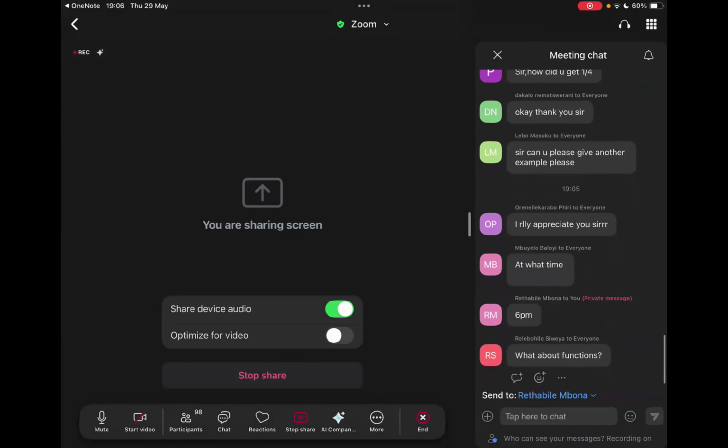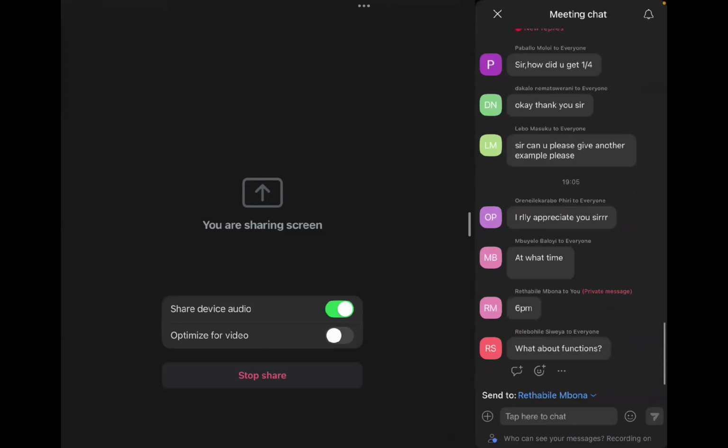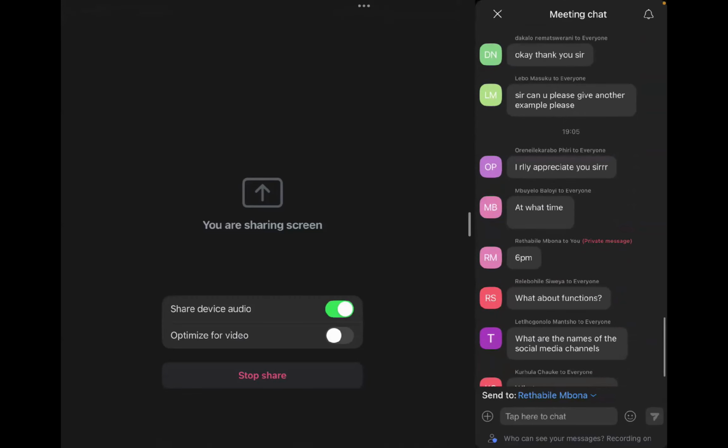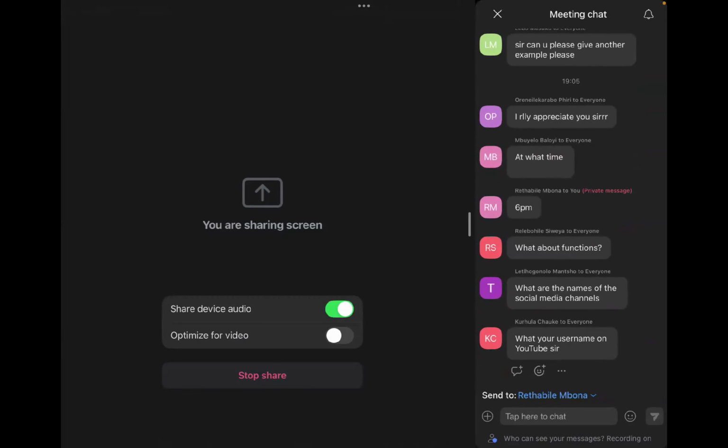Lebo is asking for another example. We'll do another example. Functions are going to be at the end, which is why I do want to progress and quickly finish with exponents, but it seems as though people are struggling.